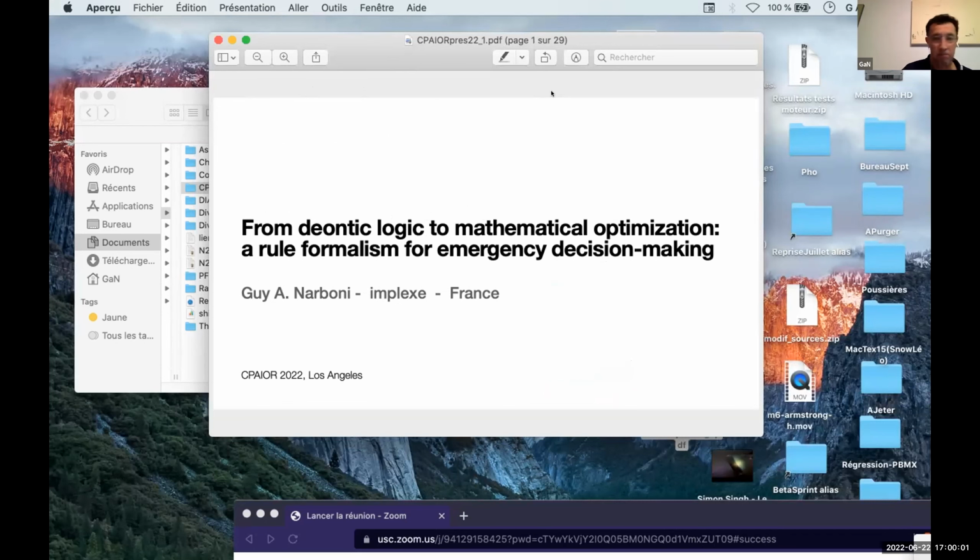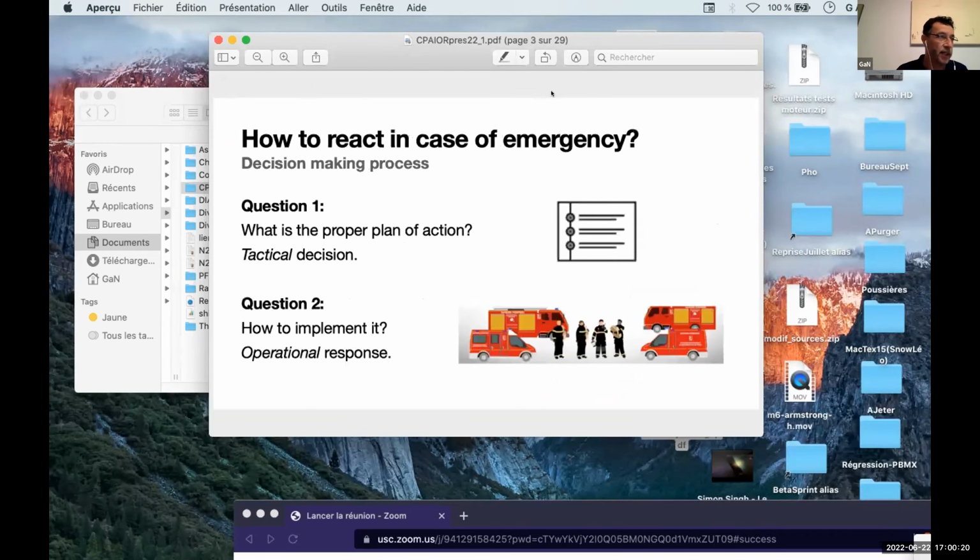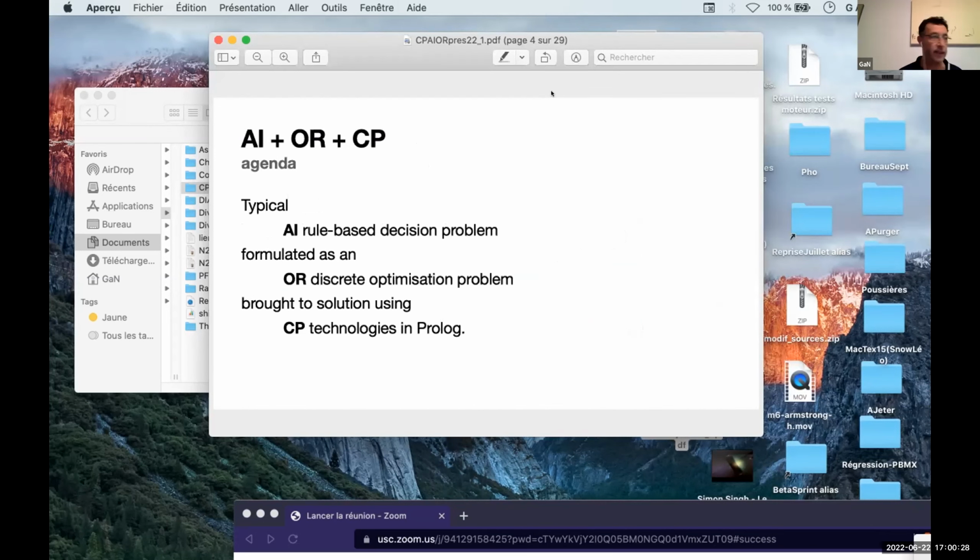So I've got a few minutes, so I will be a bit quick about this topic. My topic is about decision modeling for emergency management systems. We'll start with a rule-based decision problem, which is a typical kind of symbolic reasoning for artificial intelligence, and transform it into an operations research problem, formulating it as a discrete optimization problem, and finally bring it to a solution using CP technologies.